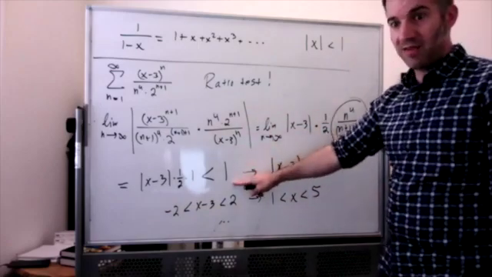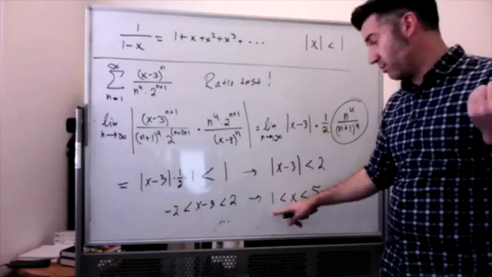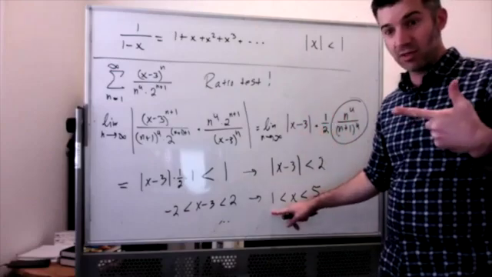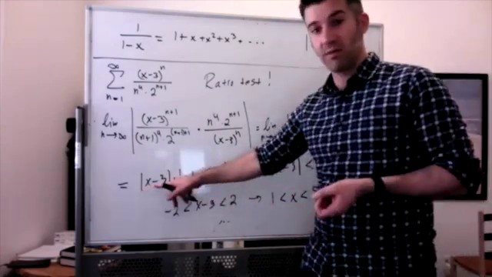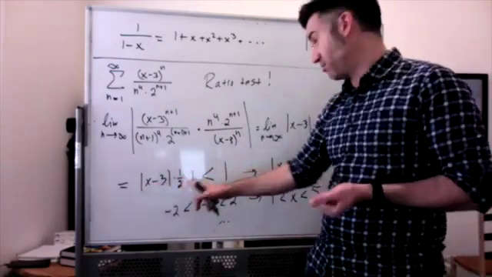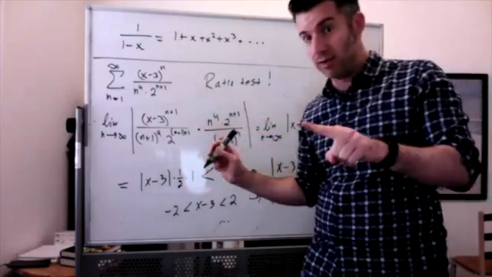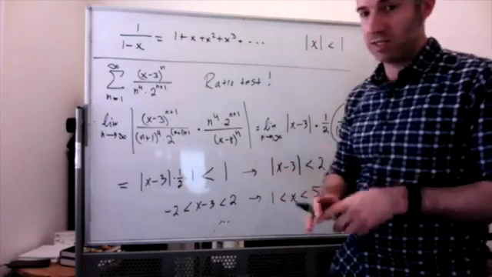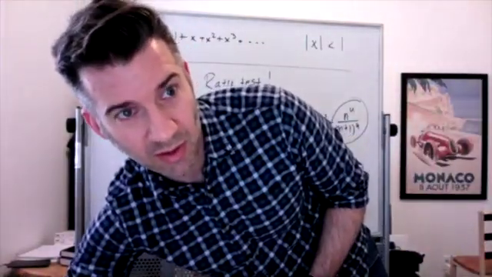If I know that if x is bigger than 5 or less than 1, I'm going to get divergence, right? If x was, say, 6, minus 3 is 3, 3 divided by 2 is 3 halves, and that's bigger than 1. And we know that if the limit of the ratio test is bigger than 1, then we get divergence.